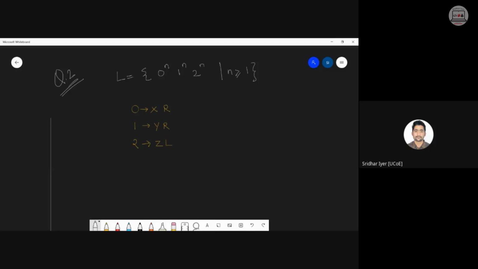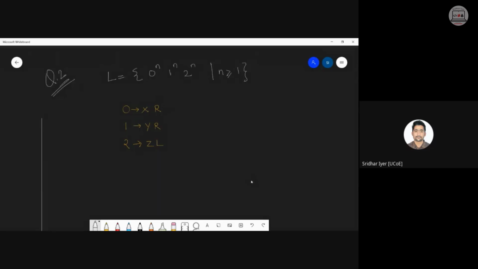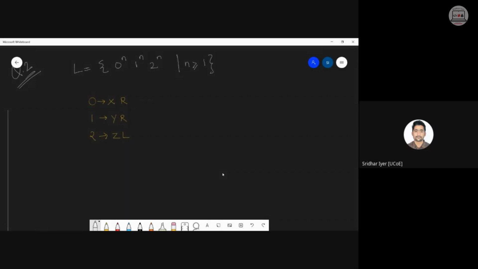Diagram से obviously आपको understanding आ जाएगा कि what exactly I'm trying to convey. Okay, so I'm drawing the diagram over here only. The question is 0 raised to n, 1 raised to n, 2 raised to n. So I would be starting with the Q0 state as usual. Let's take an example over here side by side. सीखने के लिए I'm taking n equal to 2 to keep things simple. So this is how my string would look like. Left में blank और right में n number of blanks.